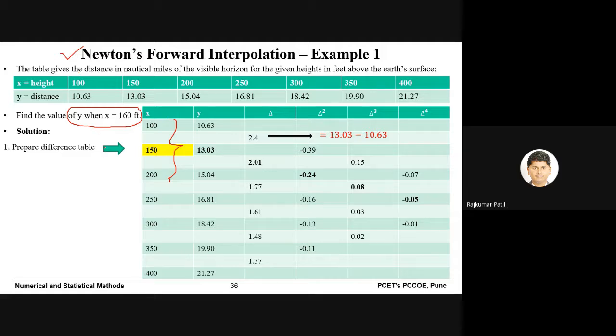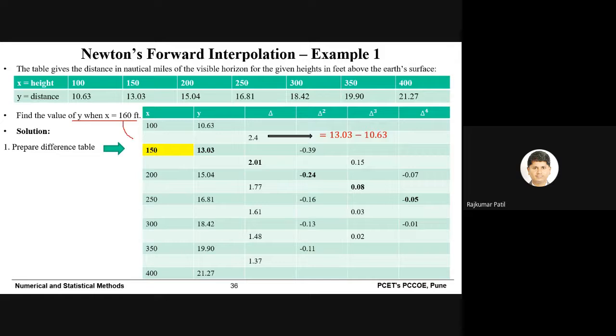Suppose in rare cases, if it is asked to find out the value of y when x is, let's say, 340, then the value 340 is at the end of the data set. So you must go for Newton's backward interpolation formula. But as in this case, we have to find out the value of y when x is 160, so we will go for Newton's forward interpolation.